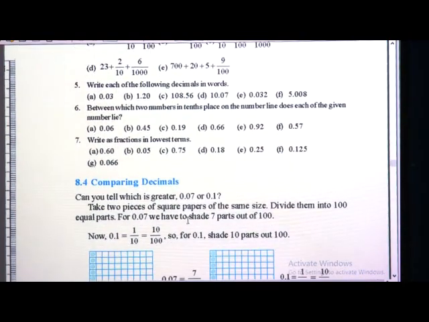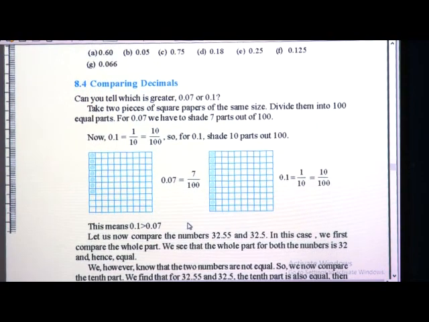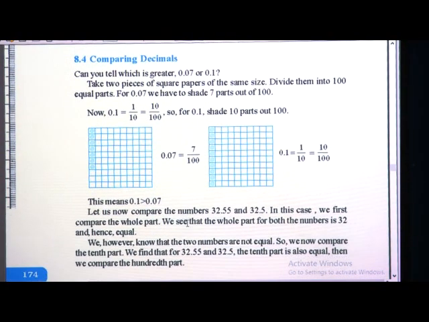We were having 7 questions. Now, let us see about comparing decimals. Can you tell which is greater, 0.07 or 0.1? Okay. So, let us find it. Take 2 pieces of square paper. We have taken 2 pieces of square paper of the same size. Divide them into 100 equal parts, and this has been divided into 100 equal parts.